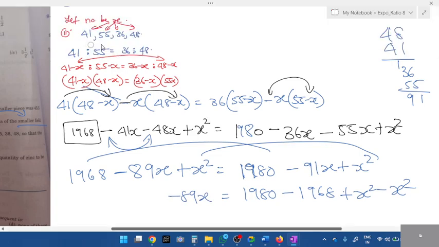Shift this 91x to the left hand side, students. Shift 91 to the left hand side. Minus 91x becomes plus 91x. Is it clear till here? Any doubts?